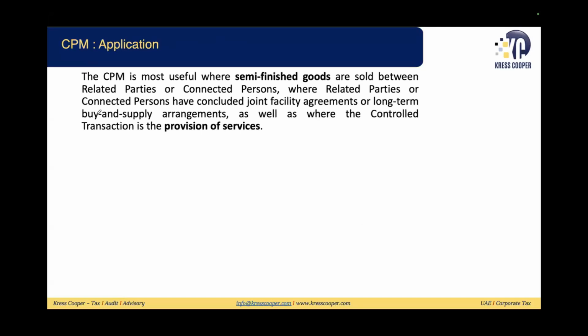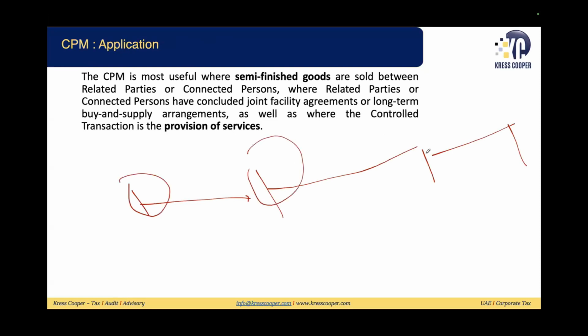Where is this method applicable? In the OECD guidelines, it is given that this method is applicable specifically in two scenarios. The first is where semi-finished goods are involved and multiple parties are there. One party is here, one party is here, one party is here. This party is manufacturing the product and giving it to this party, which gives it to the next party. So semi-finished goods are being transferred.